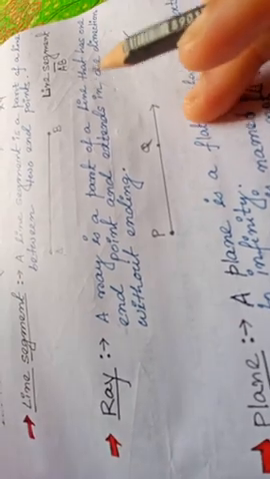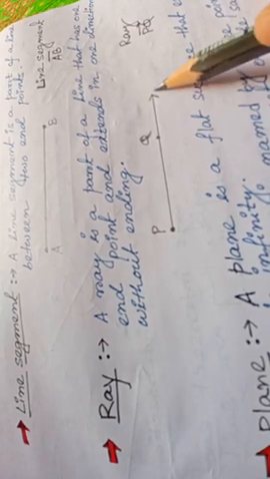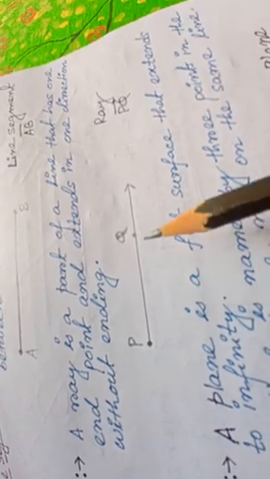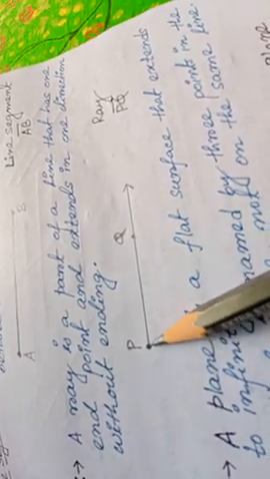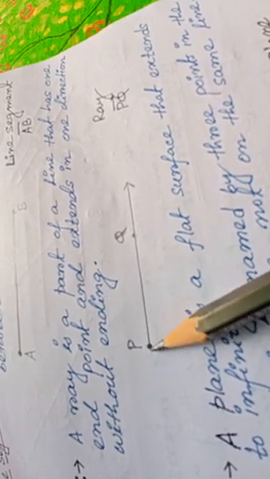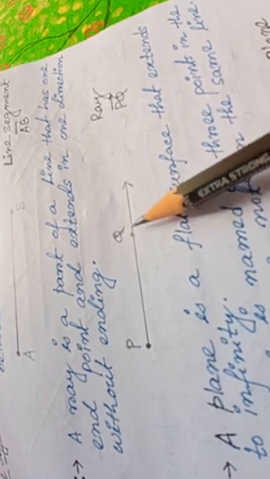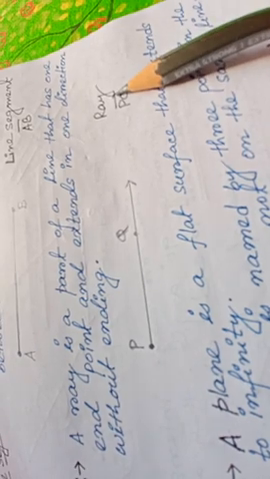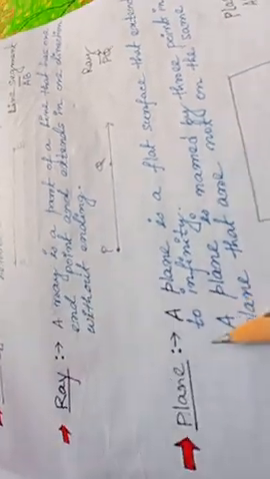Next is the ray. A ray is a part of a line that has one end point, and it extends in one direction without ending. See, this way you have to draw. And how do we express a ray? Here I am reading the name of this line as PQ, with one end point. I am showing this is a point, the end point, and this one direction is without ending, so that's why I'm giving this arrow sign.